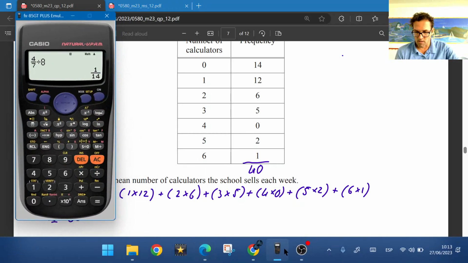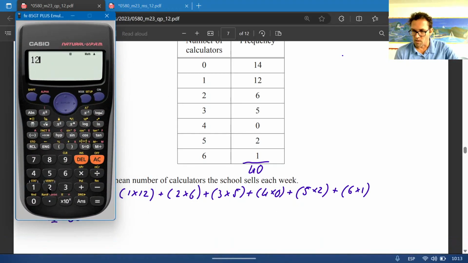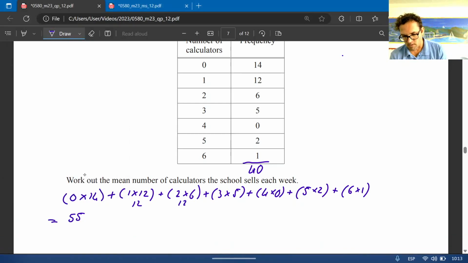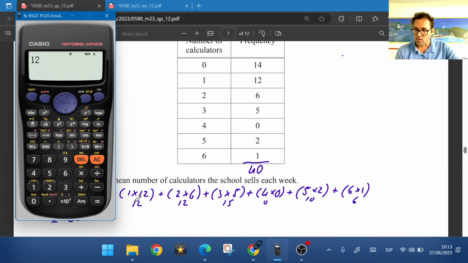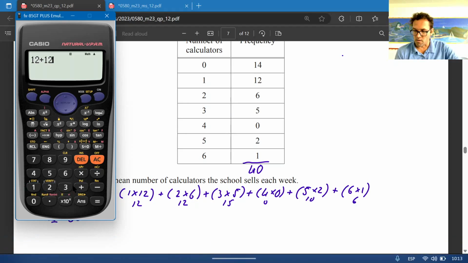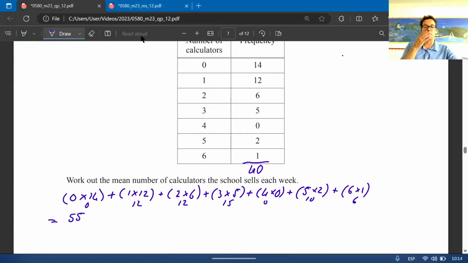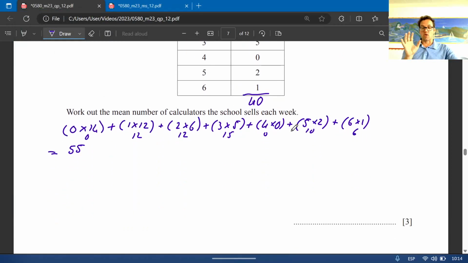Yeah, so we double check. This 12, of course. There's another 12. There's another 15. This is 0 and 0, so I'll leave that out. 10 and 6. Always good to double check, yeah. It's 12 plus 12 plus 15 plus 10 plus 6. 55 calculators sold. Okay? That's the total calculators sold.